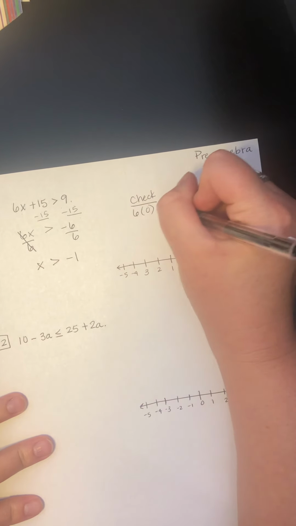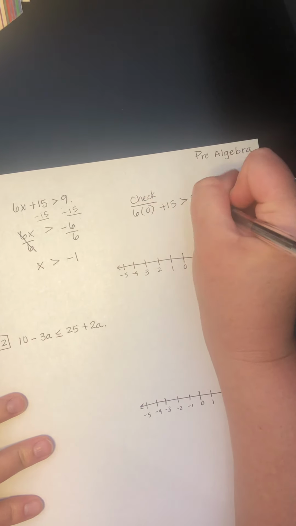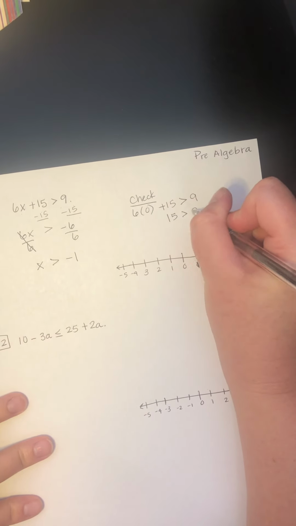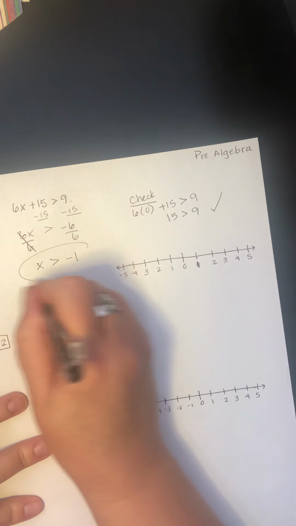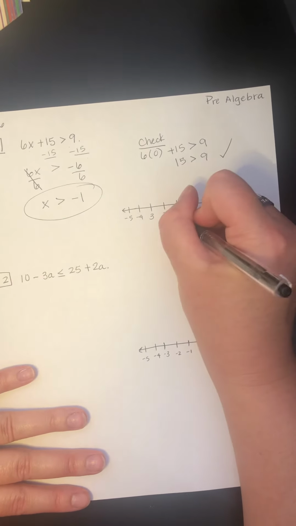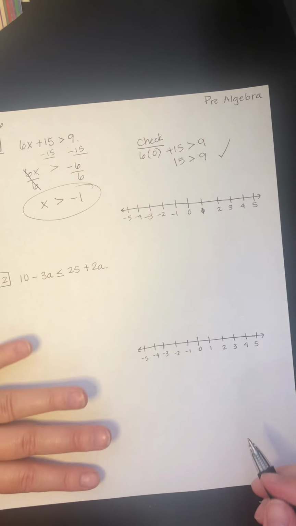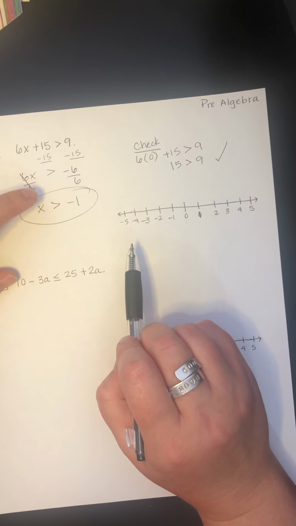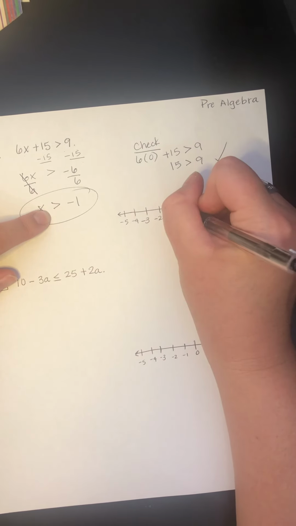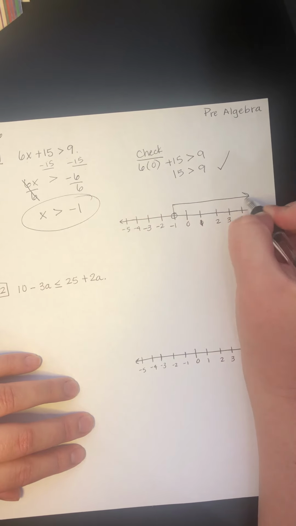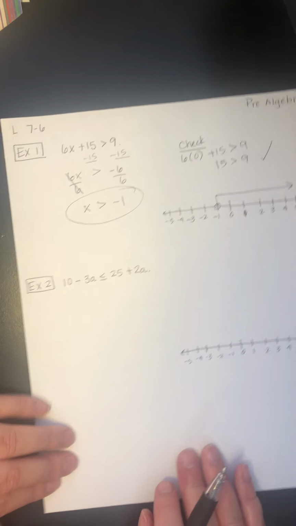6 times 0 plus 15 is greater than 9. Anything times 0 is 0, so we have 15 is greater than 9, which is true. So our answer is correct. We need to graph it now. Oops, I didn't put negatives. On some of them I did. Find negative 1 on the number line. We're going to have an open circle because we don't have a line under our inequality, and we're going to go to the right because x is greater than negative 1.